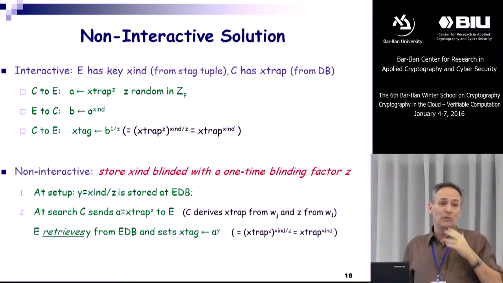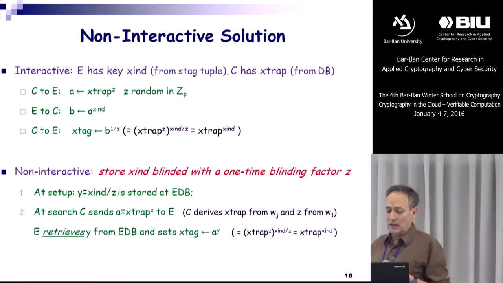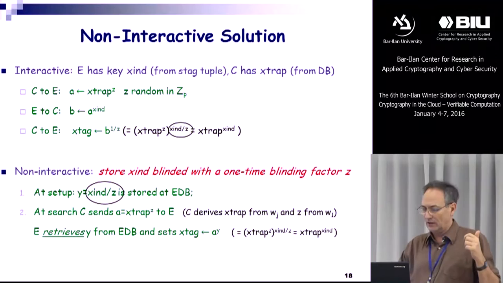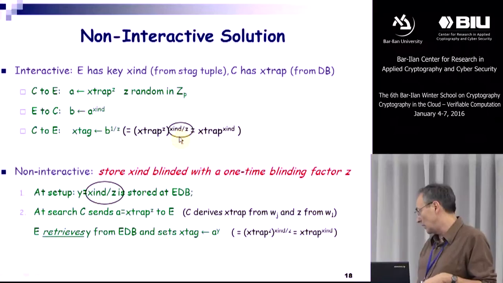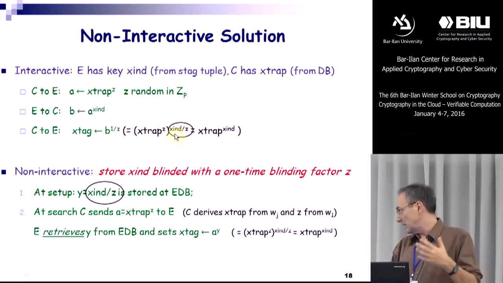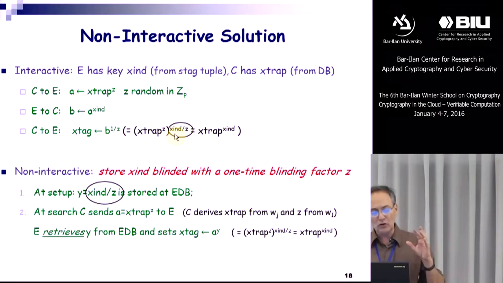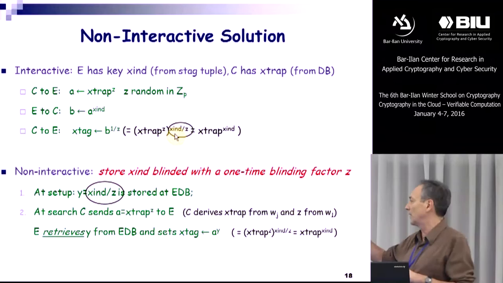What we are going to do is pre-compute the blinding of the interactive protocol and store it in the database. So if you look at the deblinding of the client in the interactive protocol, basically we have this xtrap to the power of z computed by the client, then deblinded by raising it to the power of xind over z. So what we are going to do is store in the database, together with the W1 list, a value, instead of xind, we will store xind over z.